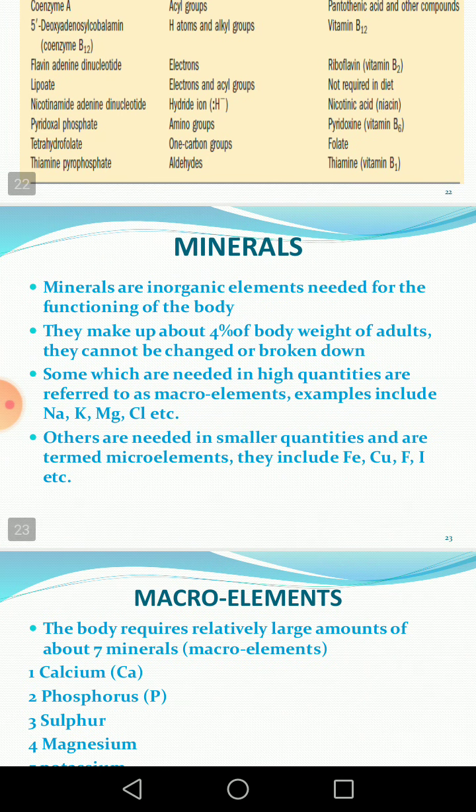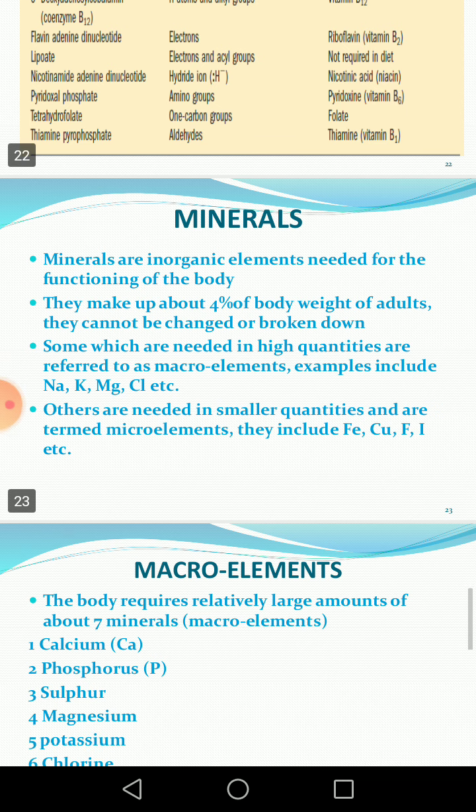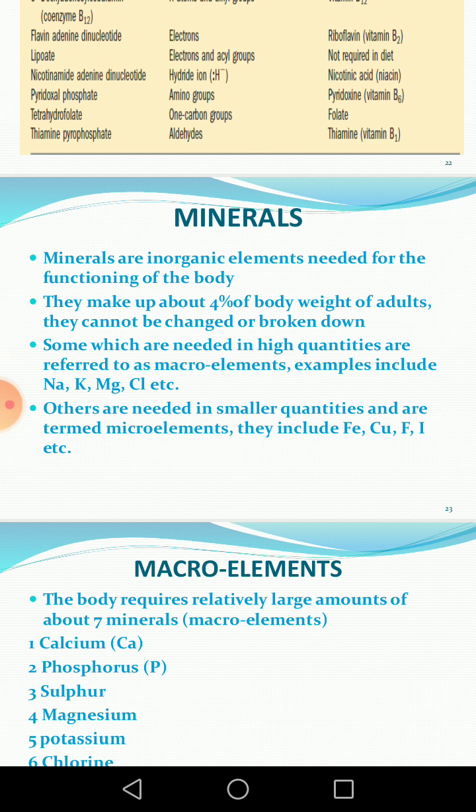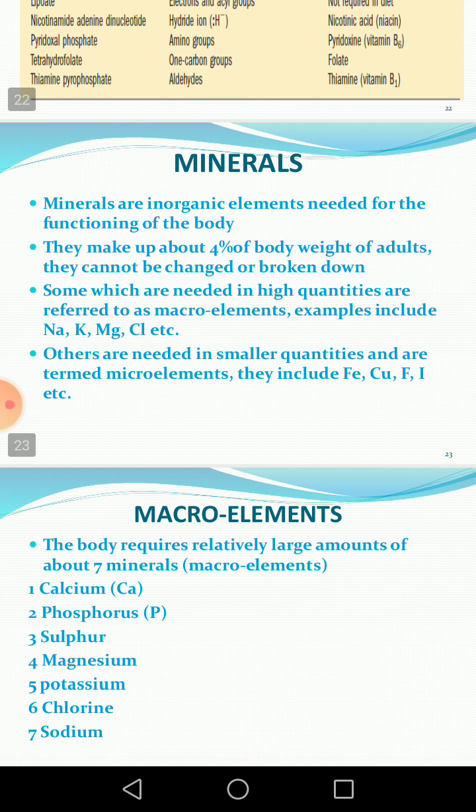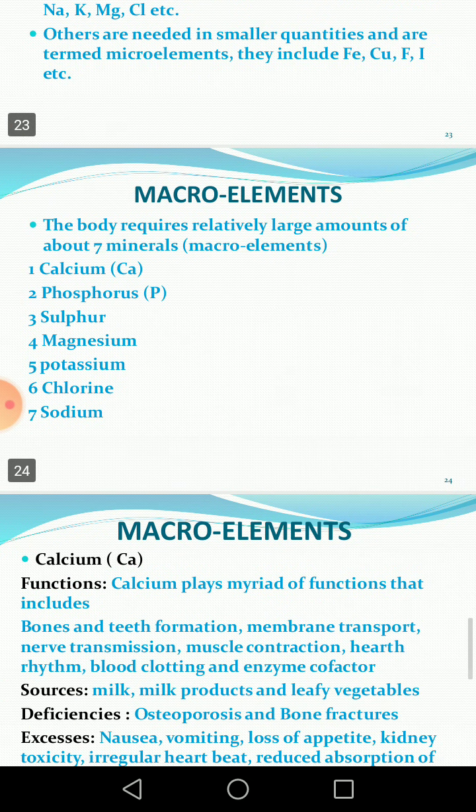Minerals. Minerals are inorganic elements needed for the functioning of the body. They make up about 4% of the body weight of adults. They cannot be changed or broken down. Some are needed in high quantities and are referred to as macroelements, and those needed in low quantity are microelements. Macroelements include sodium, potassium, magnesium. Micronutrients or microelements include iron, cobalt, fluorine, iodine, etc.